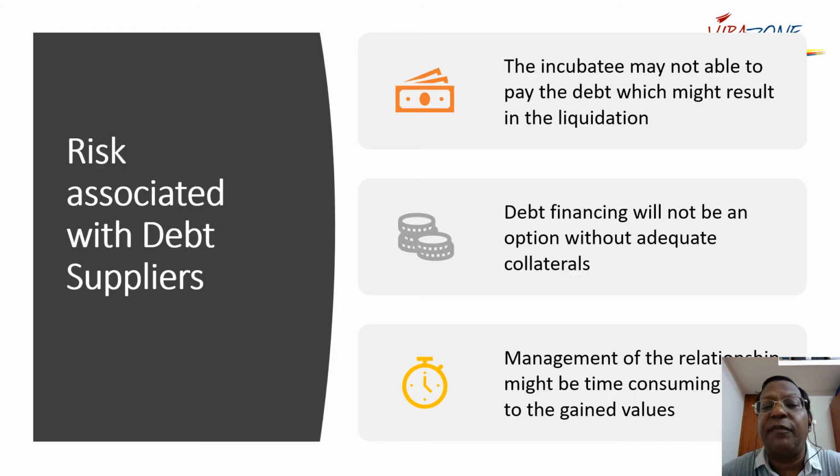Now, associated with debt suppliers, here you need to pay back the money. So you may not be able to pay the debts, which results in liquidation. So you go bankrupt. You have to close down because you have no money to pay back. Debt financing will not be an option without adequate collateral because you need to pay these back. This is not money you don't have to pay back. These have to be returned, and you have to be able to manage them on a timely basis to pay it back. So these are some of the risks you will face. And if you don't pay it back on time, you will end up paying more and more in interest. So you need to be cautious about things.